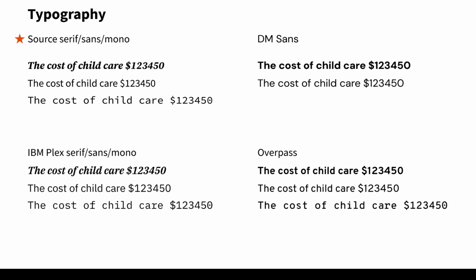So I explored a few different type combinations and landed on the combination between Source Serif and Source Sans. I really like DM Sans. I think it's very clean, but the reason I went with the Source is because there's a little more contrast in here, and so it looks a little friendlier, and this looks a little bit more techie. And because we're talking about families and child care, I wanted it to look a little more human, and so I went with this.